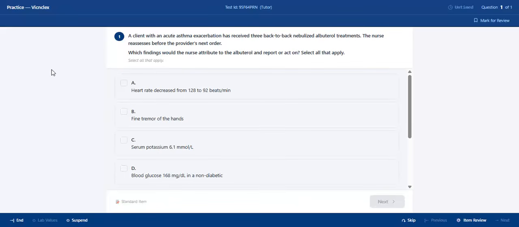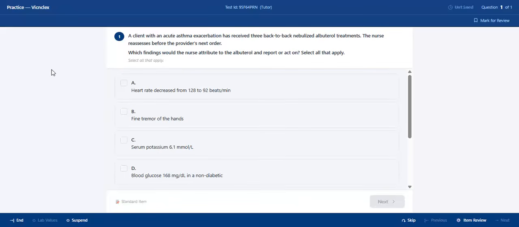Now, albuterol is a beta agonist. If you know your beta receptors, you know one of the neurotransmitters that activates them is epinephrine or norepinephrine, and that is your sympathetic nervous system. So when we activate the beta receptors, we are activating the sympathetic nervous system. Since albuterol is a beta-2 agonist, it is going to activate the sympathetic nervous system. So the side effects or toxic effects of albuterol we expect to see are signs of sympathetic nervous system activation.